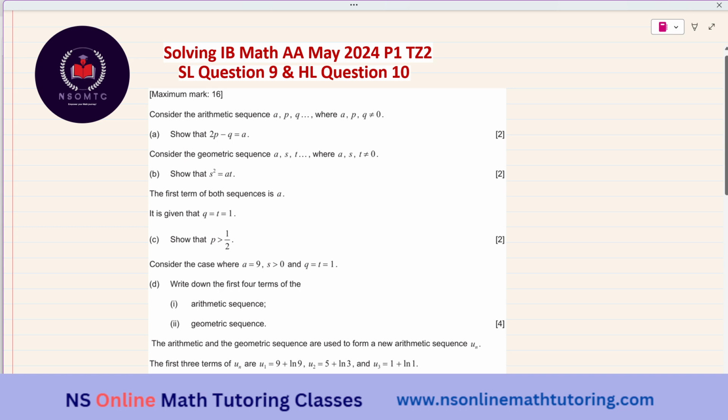Hello students, today we'll be solving the IB Math AHL May 2024 paper 1 time zone 2 question number 10. It is a common question for both the SL and the HL level students.